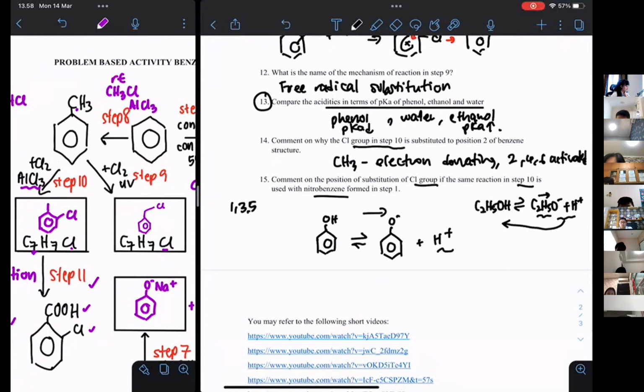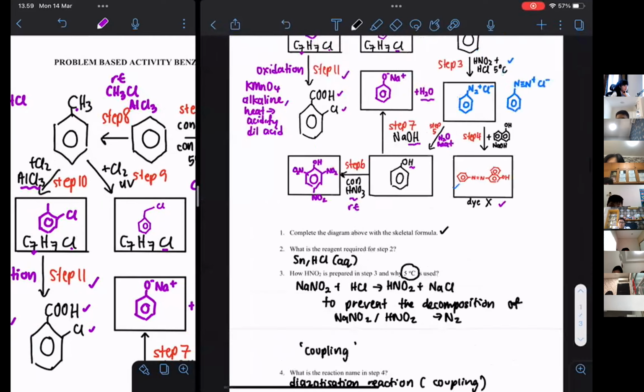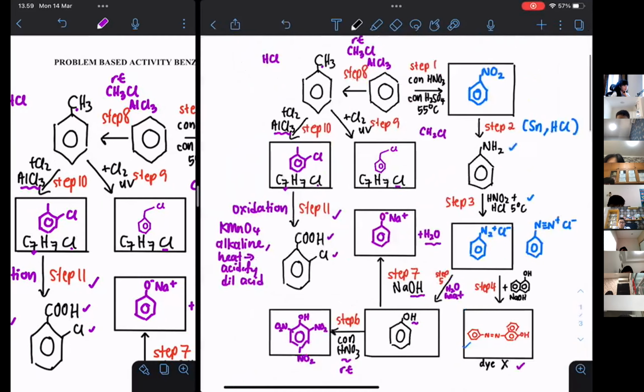In this case, if the same reaction is used with nitrobenzene, the Cl is going to go to either position number 1, 3, or 5. I think most likely they will go to position 3 or 5. Number 1 is taken, so 3 or 5. And you say it is nitrobenzene, and NO2 is an electron withdrawing group. So done. Make sure you go through this properly, and then you submit. The group leaders, you submit.